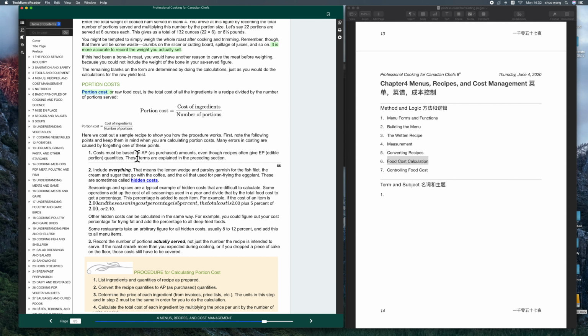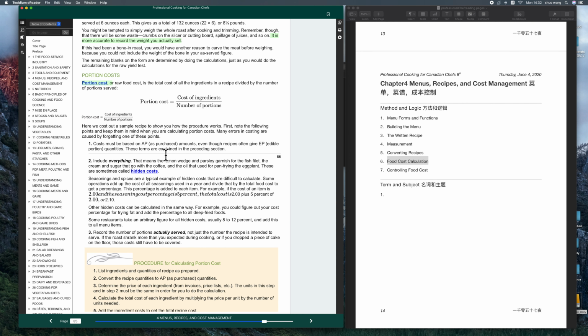First, note the following points, and keep them in mind when you are calculating portion costs. Many errors in costing are caused by forgetting one of these points. 这个地方我们认真读一下。Costs must be based on AP amounts, even though recipes often give EP quantities. These terms are explained in the preceding sections.